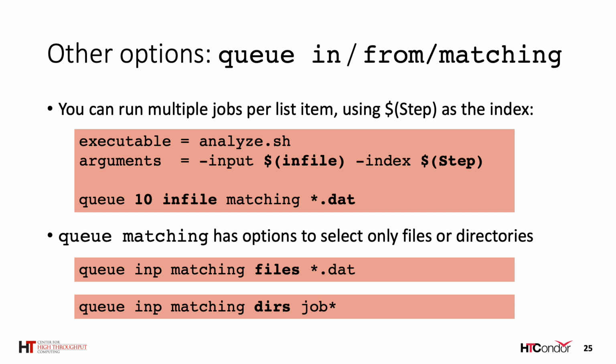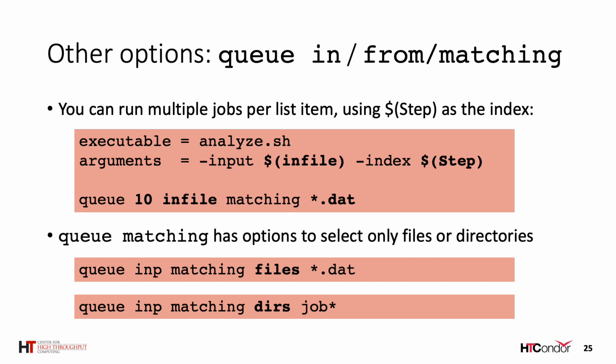And then for Q in, from, and matching, there's an option where you can add a number before your variable name to submit multiple jobs per item in your list. So if, for example, I had 5 data files matching this pattern, I would submit 10 jobs per data file, so 50 total, and each group of 10 jobs is indexed by the step variable, which you can see here. That would go 0 through 9 for the first set, and then 0 through 9 again, as a way of tracking those values.